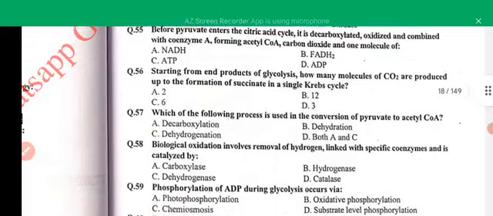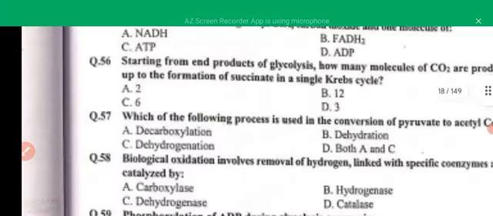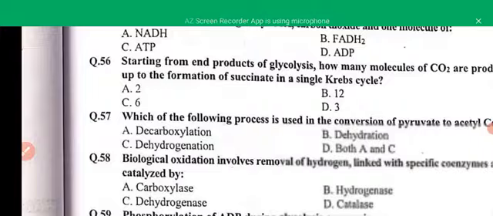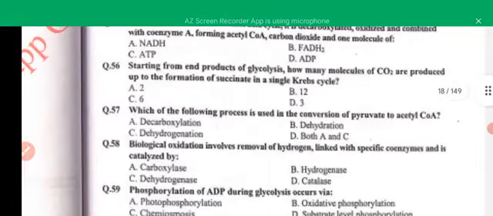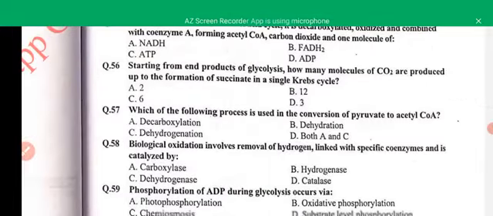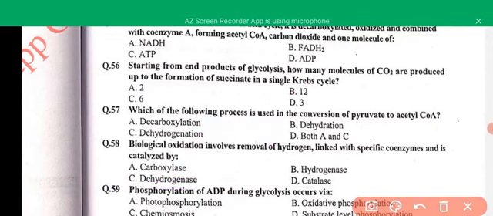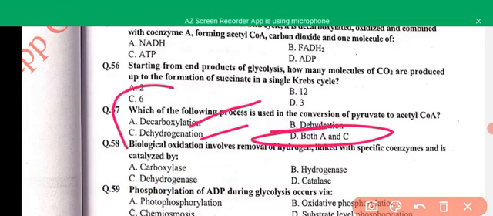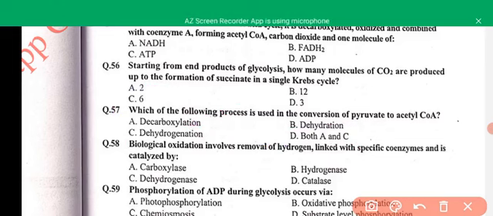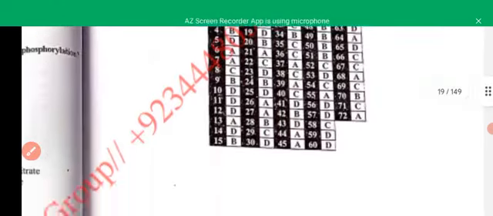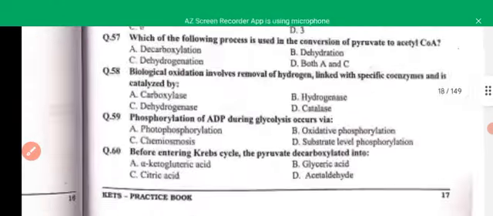Correct. Then we came across which of the following processes is used in the conversion of pyruvate to acetyl coenzyme A. There are decarboxylations and dehydrogenations, both processes, A and C. So the correct option is D. 57. D option, all best.